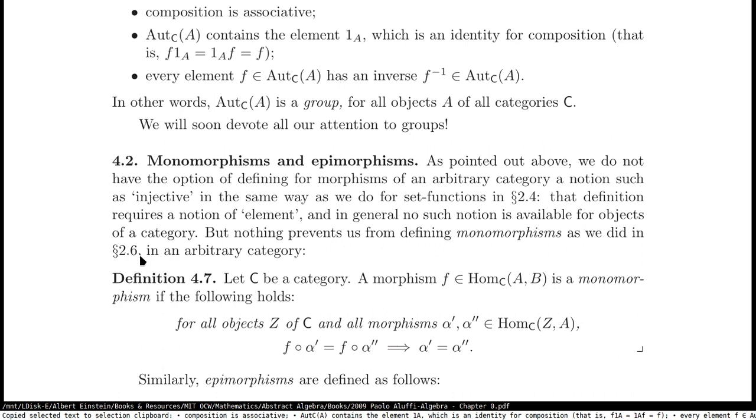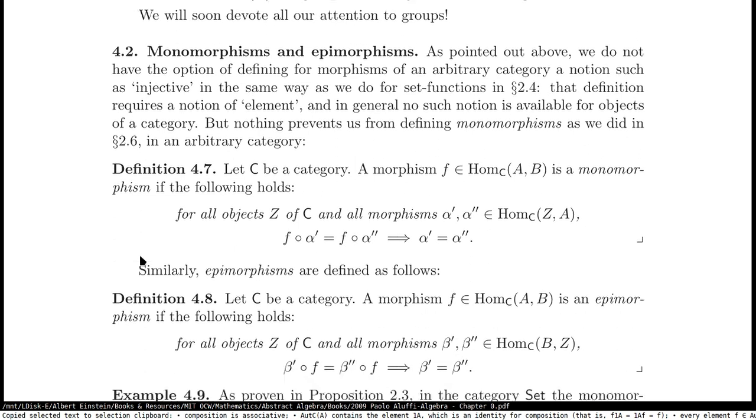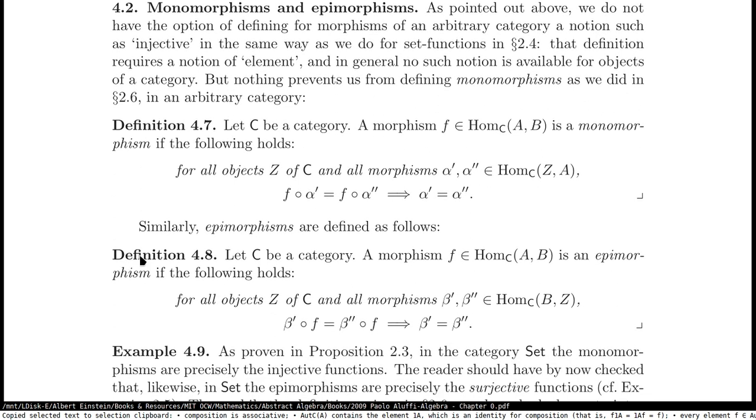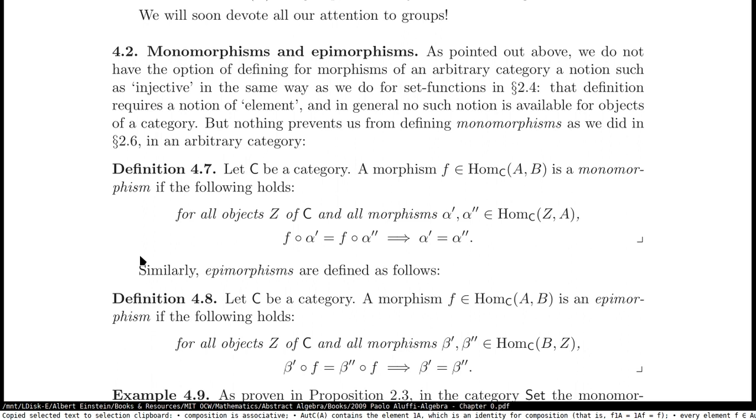Okay, so now we have monomorphisms and epimorphisms. We've seen this before in the last lecture; let's see them again in terms of categories. If you have a category, then a morphism f from A to B is going to be a monomorphism if this holds: for all objects Z of the category, all the morphisms from Z to A satisfy this.